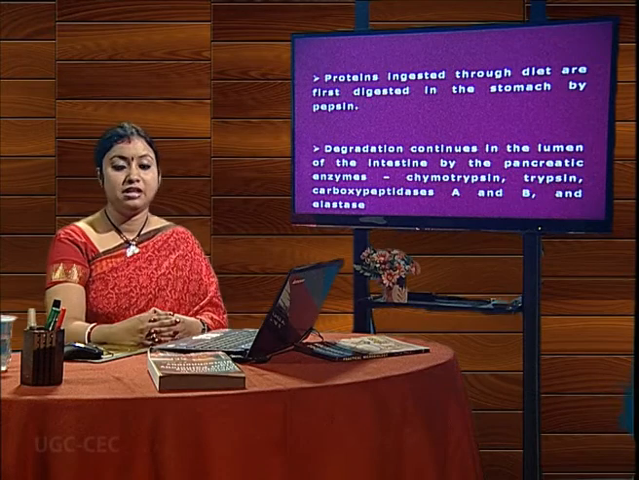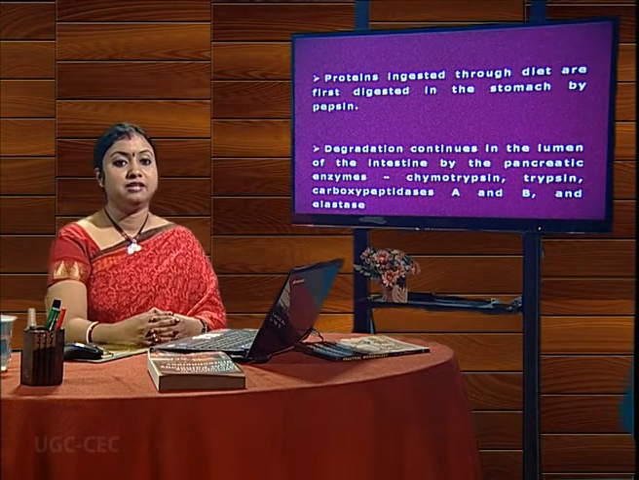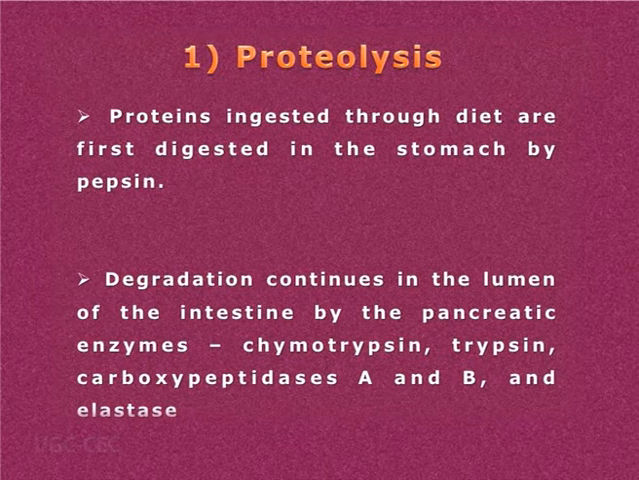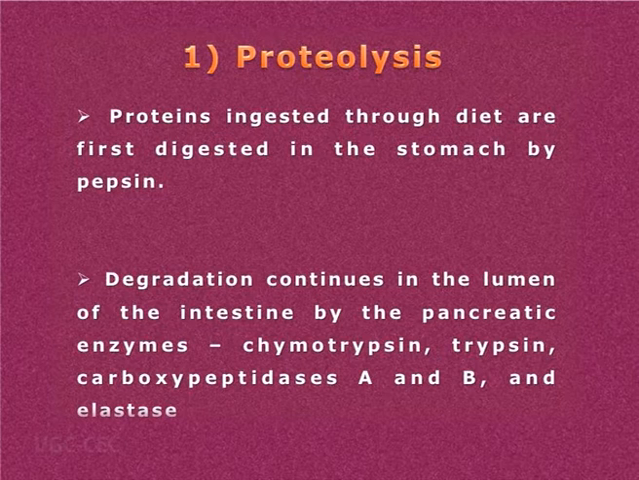Protein digestion begins in the stomach by the enzyme known as pepsin. Pepsin is secreted as its inactive precursor, also known as zymogen, called pepsinogen, which is further activated into pepsin. What is the function of pepsin? Pepsin degrades the protein into peptides and a few free amino acids.